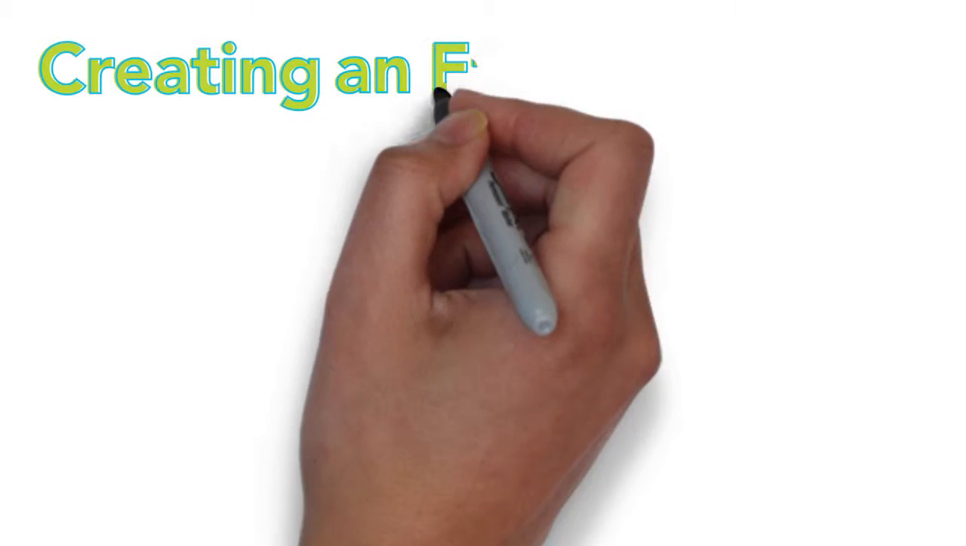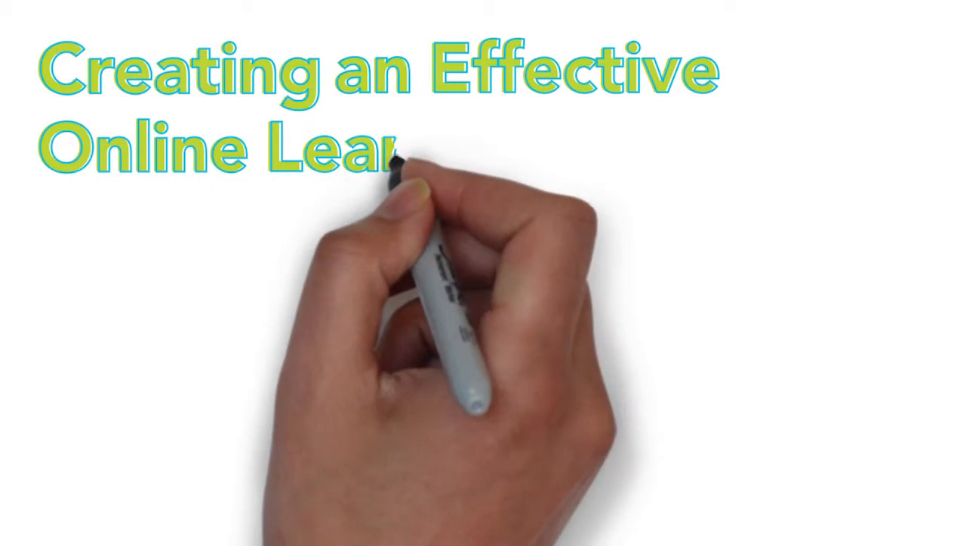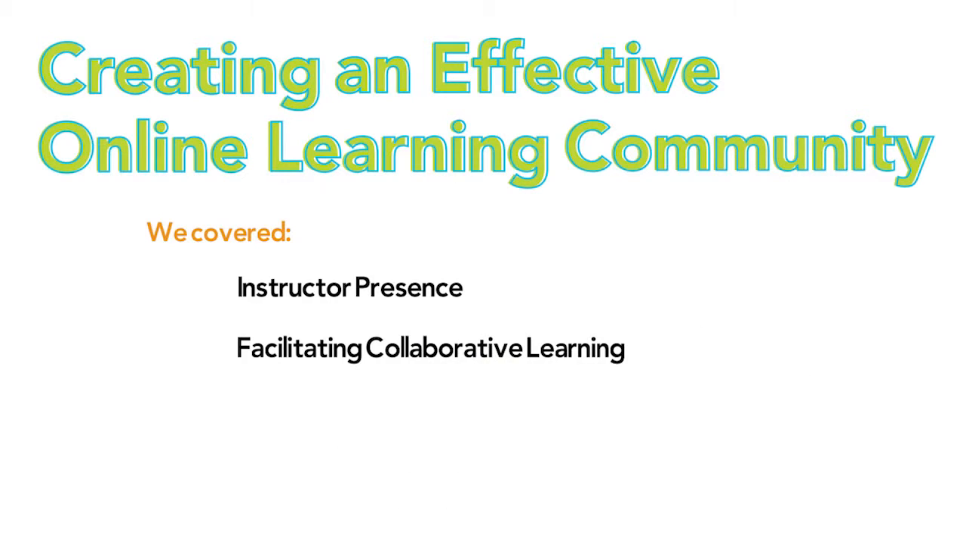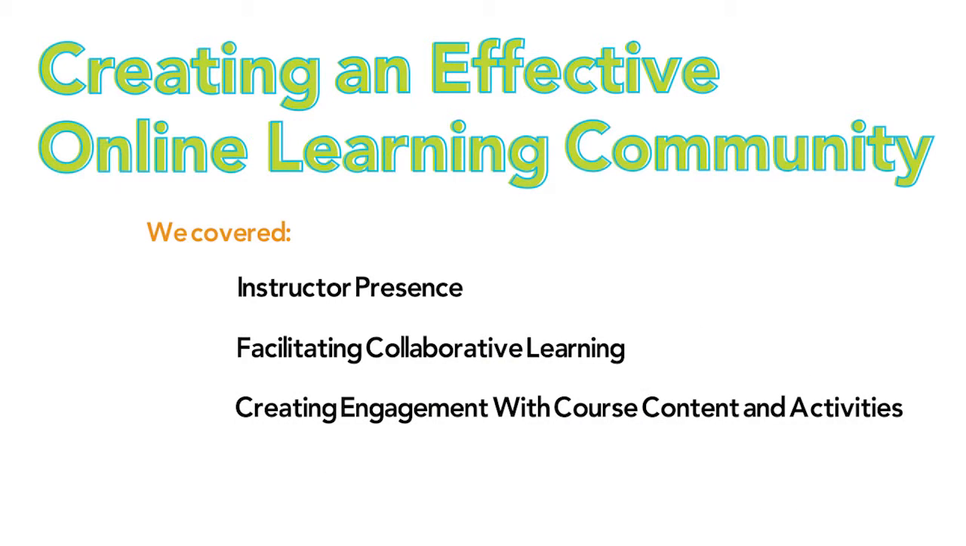In conclusion, course community is a way to engage students with the instructor, peers, and course content. Key elements include instructor presence, facilitating collaborative learning, and creating engagement with course content and activities. These elements build course community by providing accountability and motivation, as well as reducing student anxiety, thereby enhancing student learning.